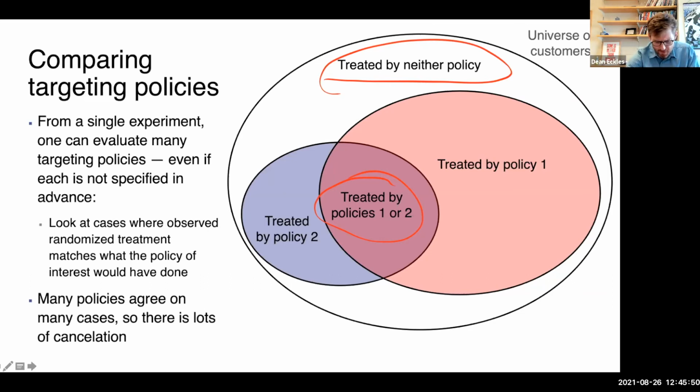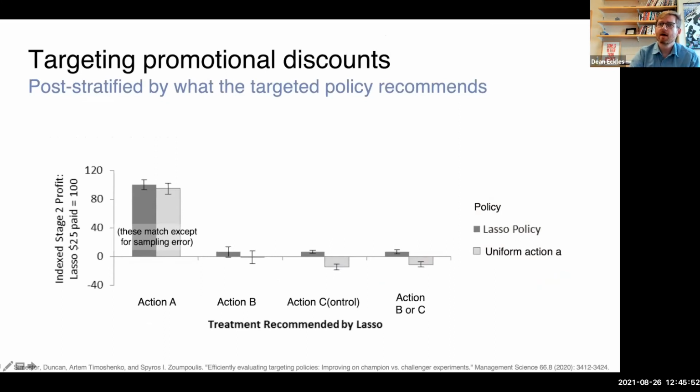So just to give you another example of this kind of thing, here's some work by some of my colleagues here at MIT, where they were targeting some promotional discounts. They ran a field experiment where they just randomized whether people got discount A, discount B, or the third option, which was a control. Okay, and then they did a bunch of procedures along the lines of exactly some of the options that Susan has described, but they used a lasso instead of forests in this particular case to try to figure out how to assign people to one of these three actions.